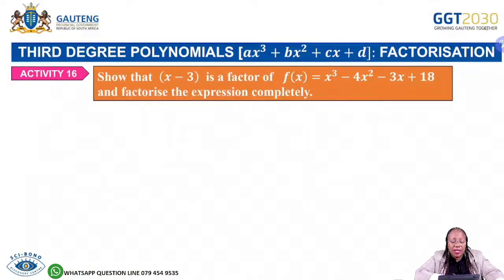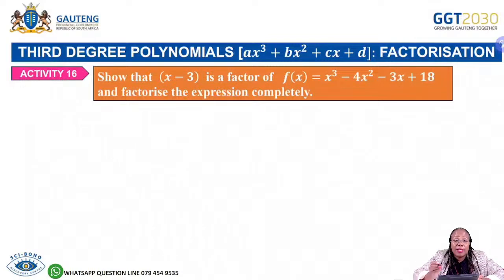And now the next activity: show that x minus 3 is a factor. You need to show us that x minus 3 is indeed a factor of this f(x), where f(x) is x cubed minus 4x squared minus 3x plus 18, and factorize the expression completely. After proving it's a factor, factorize completely, right?